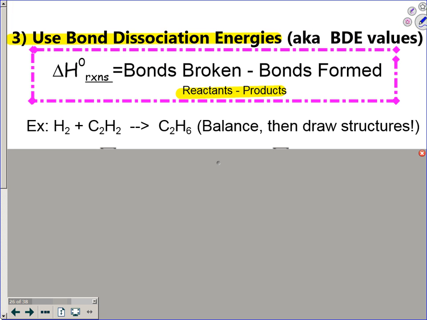All right. So this is the last part. This is our third way to solve for delta H, which is our bond dissociation energy. BDE, bond dissociation energy. This one is, I'm pretty sure, maybe not in your notes. Where it says 3, use bond dissociation energy. That's it.